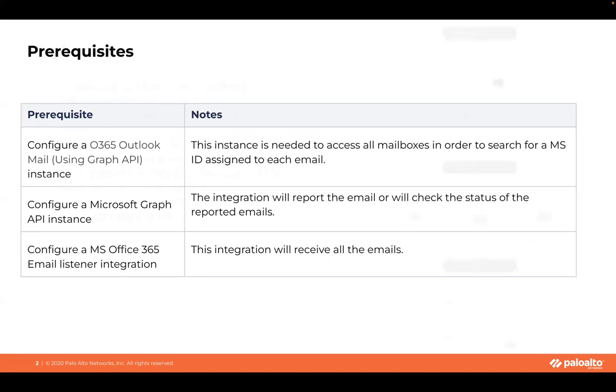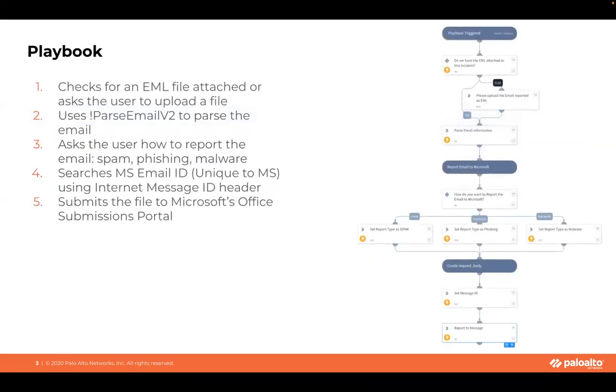Well, what I did is I developed a quick playbook that does five main things. The first thing is to check for an attached email file, or it will ask the analyst to upload a file. The next step, we're going to use the out-of-the-box parse email version to parse that specific email and get the information we need.